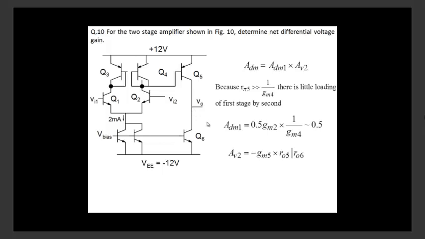The net gain of this amplifier is gm5 times whatever is the net resistance at this node: resistance looking up and resistance looking down. When I look up, I see into the collector, ro5. When I look down, I see into the collector of Q6, ro6. So that's the gain of the second stage. So overall gain then becomes 0.5 times gm5 (ro5 parallel ro6). And of course, after that, the bias point is already done, so one can calculate. Okay.